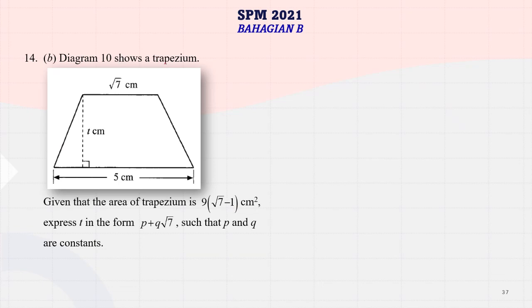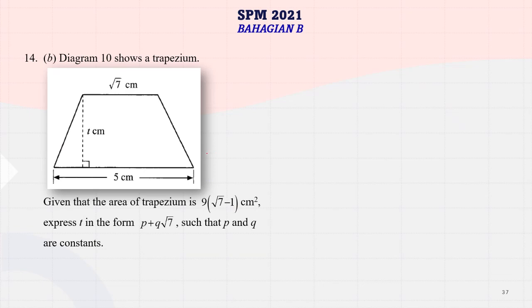Diagram 10 shows a trapezium. The height T, ada set semua sini. Given the area of trapezium adalah 9 in bracket √7 minus 1. So express T, the height, in terms of P plus Q√7. Okay.